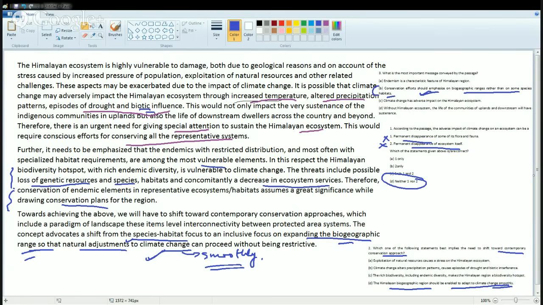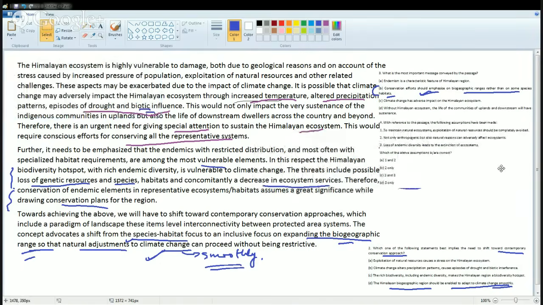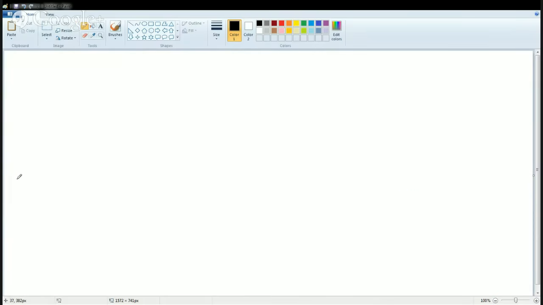And the last question based on this passage is, with reference to the passage, which of the following is correct? So we can say easily with reference to this passage, only the last statement is correct, that loss of endemic diversity leads to extinction of ecosystem, which is mentioned here in the passage. So this was the first set of questions based on this passage.